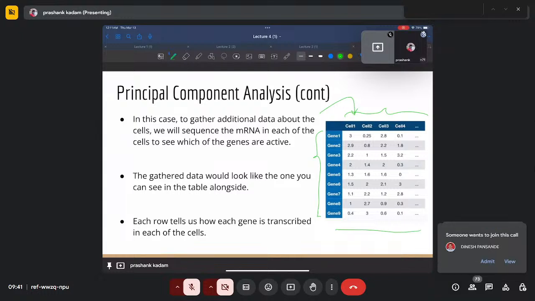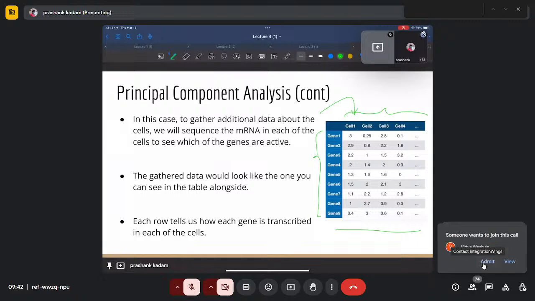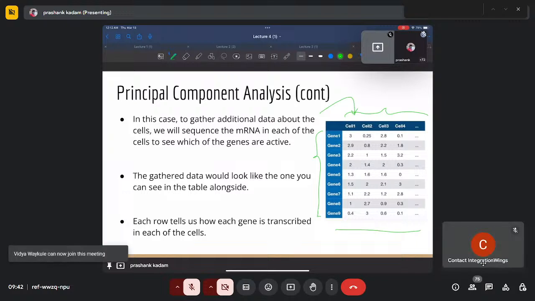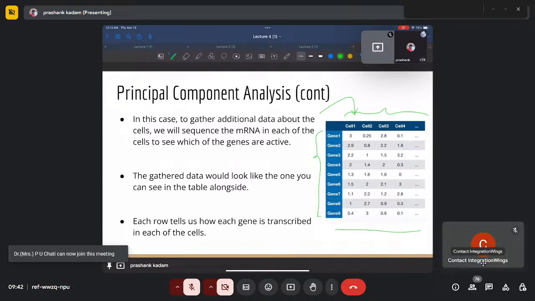Now, as you can see in this data, we don't know which cell belongs to which class. There is no label, there is no type in the data set. That's what we are trying to find: how can we cluster these cells into the same type, right? So this is the gathered data that we have, and now we are going to perform some kind of clustering or some kind of analysis on this data in order to make sense out of it, right?